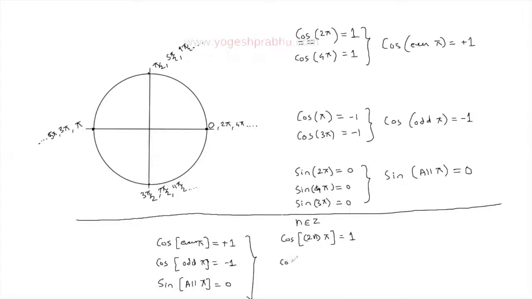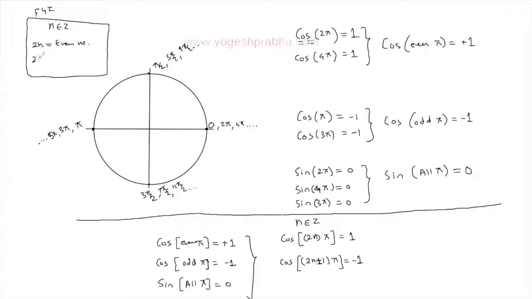Now for odd, we will write like this. Cos of 2n plus 1. Now this here, 2n plus 1, is always an odd number. And for cos of odd pi, the answer is minus 1. And look, if you have cos of 2n plus 1, or 2n minus 1, this is going to give you an odd number. So let me write down here, just for your reference. FYI, say n is an integer, then 2n simply is an even number. 2n plus 1 is an odd number, and 2n minus 1 is also an odd number.